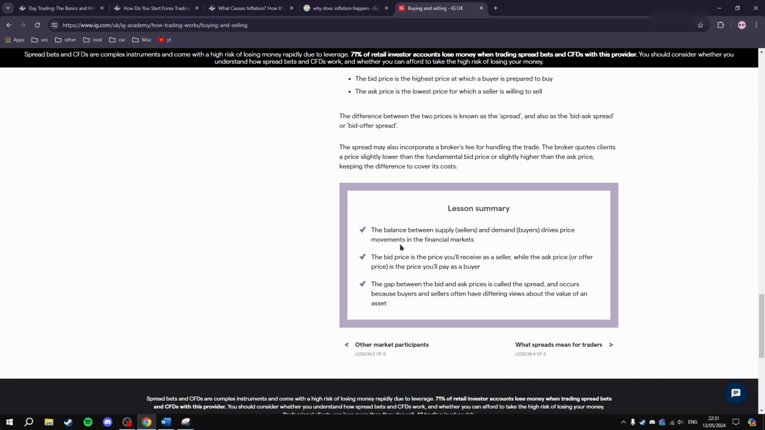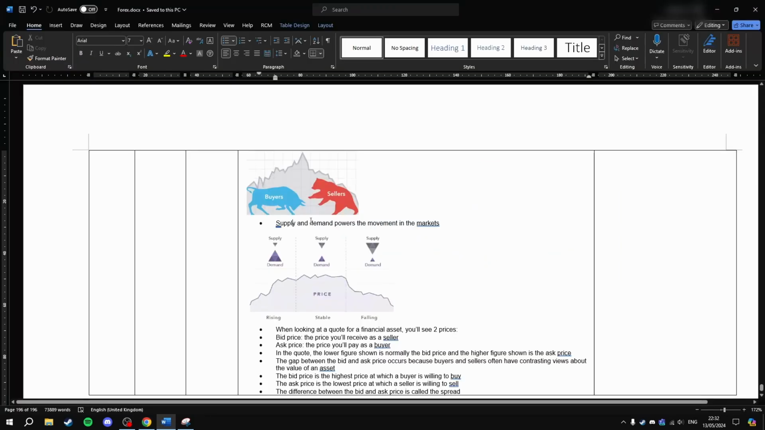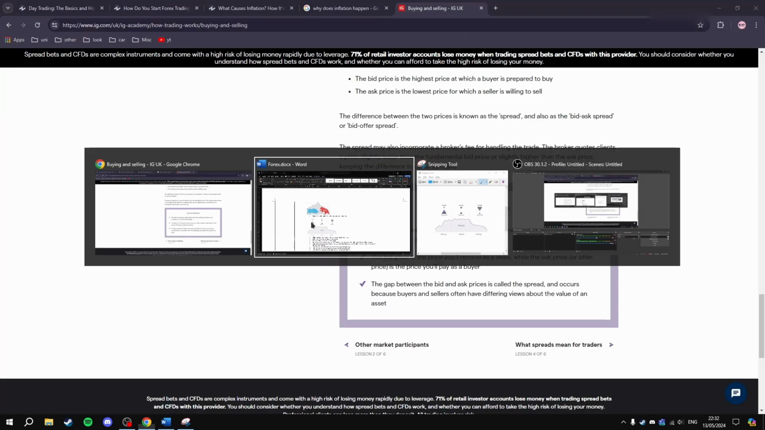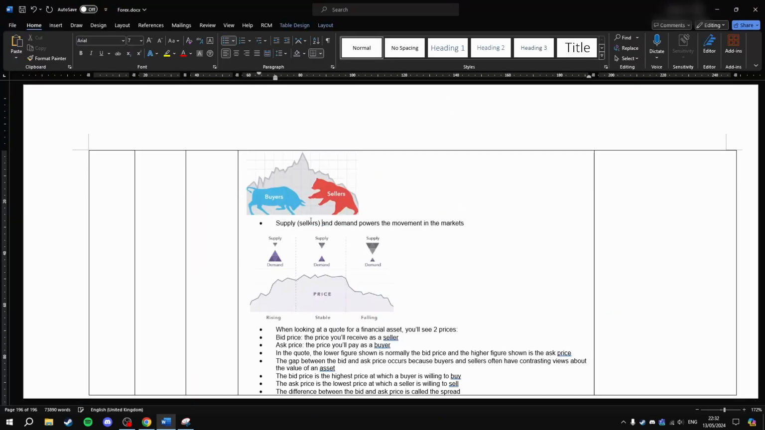So let's do a summary. The balance between supply (sellers) and demand (buyers) drives price movements in the financial markets. The bid price is the price you receive as a seller, while the ask price or offer price is the price you pay as a buyer. The gap between the bid and ask prices is called a spread and occurs because buyers and sellers often have differing views about the value of an asset. Supply is the sellers and demand is the buyers.